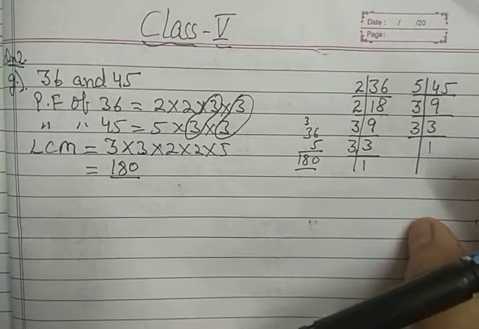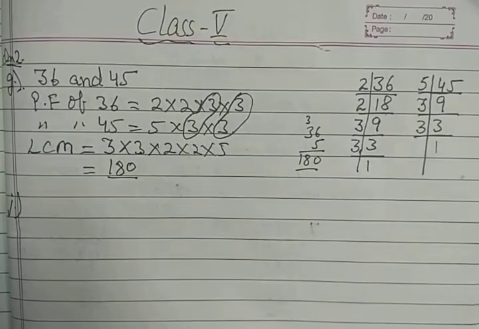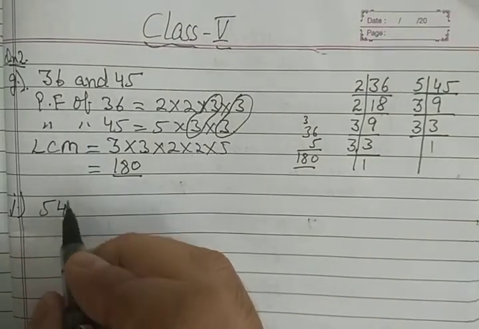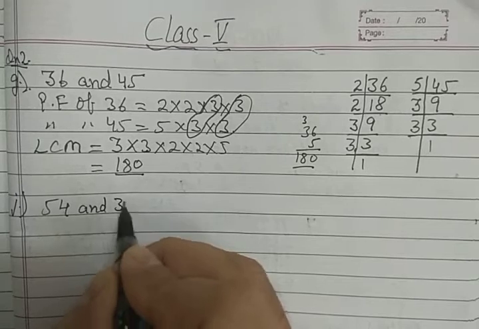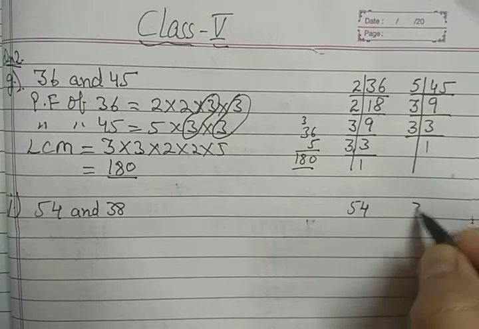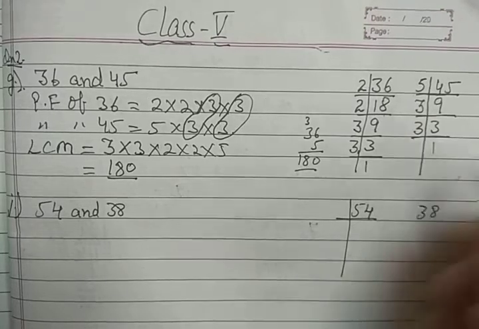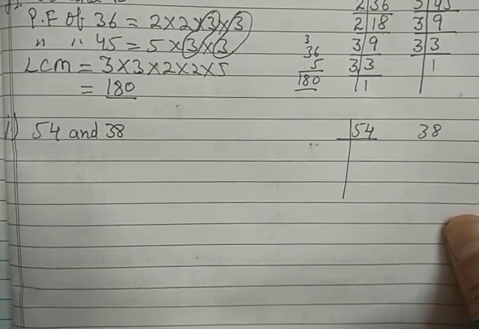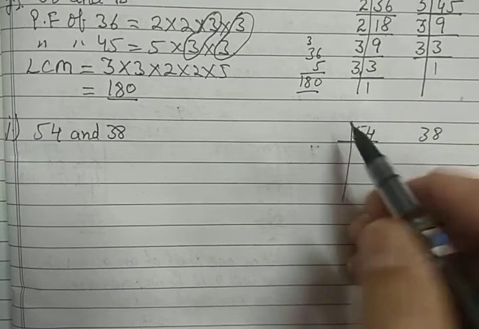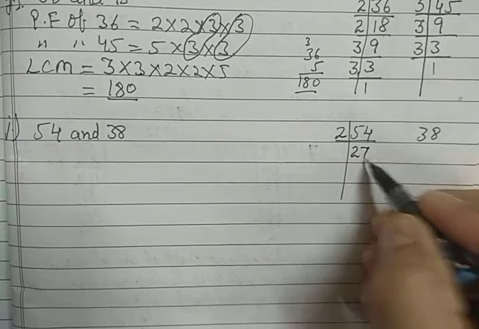Now we will take the last J part of this question number 2. We have to find the LCM of 54 and 38. So first of all do the prime factorization of 54 and 38. It is an even number, so we will recite the table of 2, because 4 comes in the table of 2, so 54 definitely comes in the table of 2. So 2 2s are 4 and 2 7s are 14.